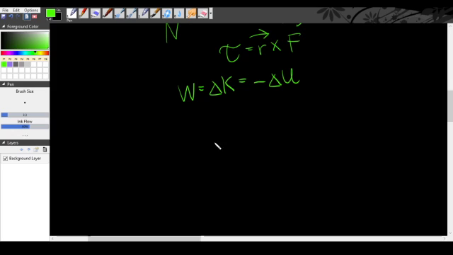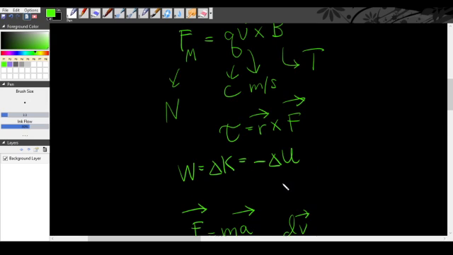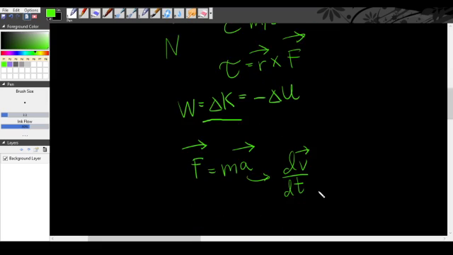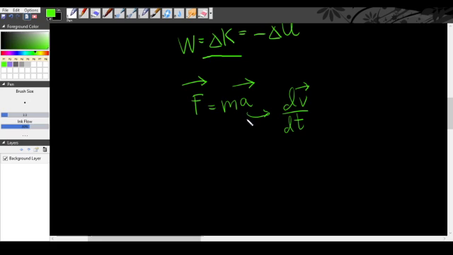So you might be wondering, how is that possible? Because isn't force mass times acceleration? And acceleration is just the change in velocity with respect to time. So how is it possible that the magnetic force can't change the kinetic energy of the object? And the answer is because it can't change the speed of the object, but it could technically change the velocity of an object.